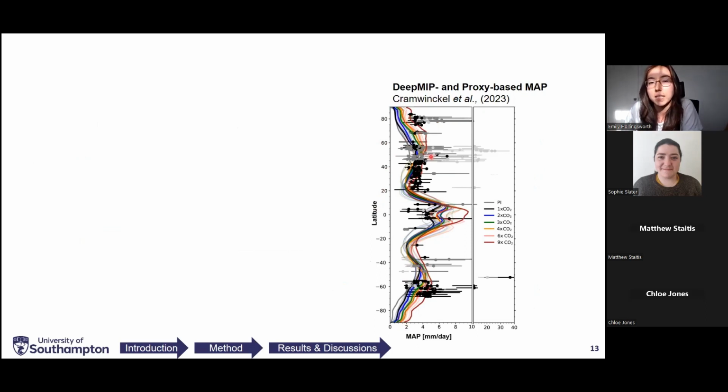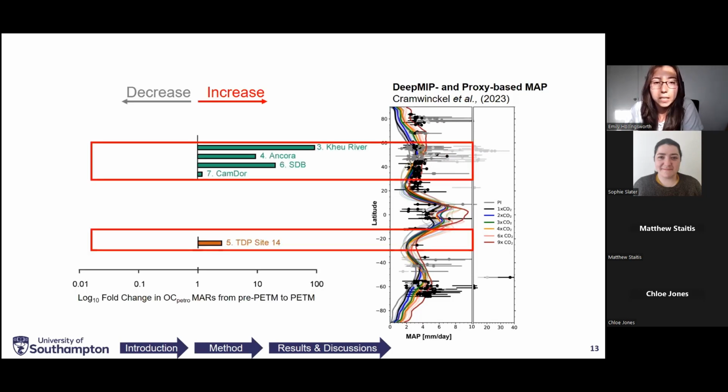And then the black and grey symbols are proxy estimates. If we plot the lower latitude sites, you can see based on the model simulations, they seem to fall at periods of time where there's low mean annual precipitation, so generally drier conditions. This is a little bit unexpected because, as I mentioned, I thought more rainfall would link with more OC petro input, but instead we're seeing this drier condition.